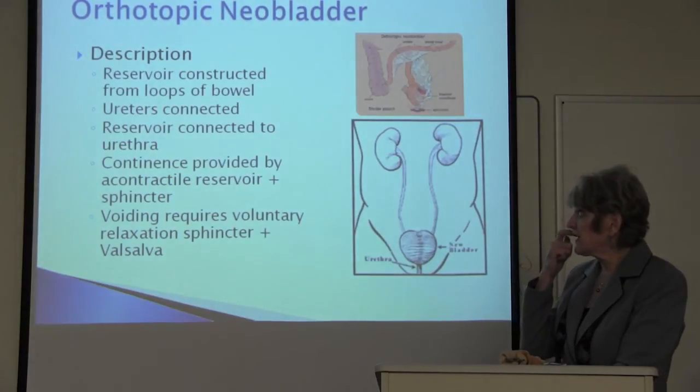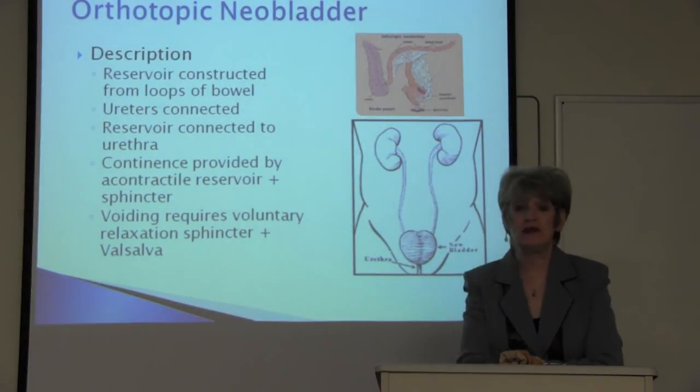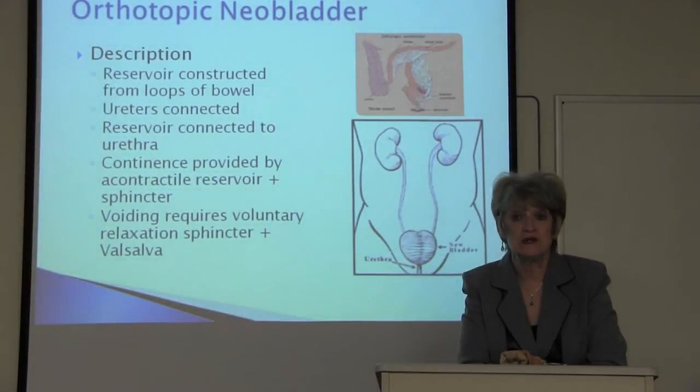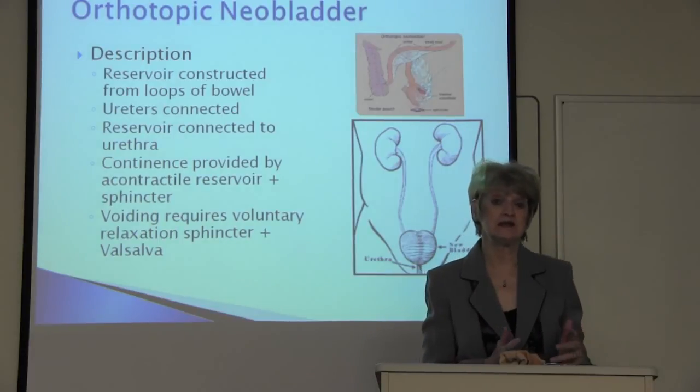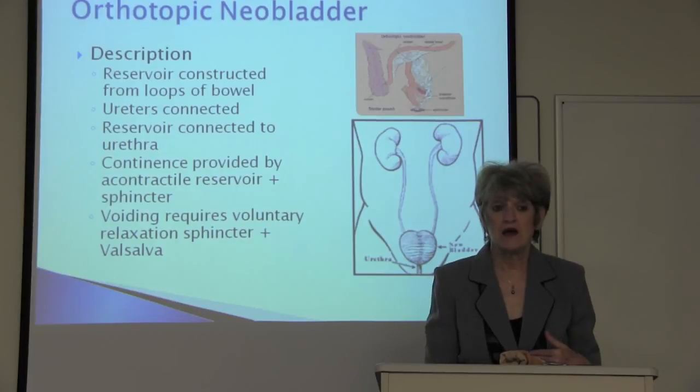Okay, we're not going to spend a lot of time on orthotopic neobladder. This is the newest option for patients who require cystectomy. It is to actually create a pelvic reservoir and anastomose it to the patient's own urethra. The reason we're going to spend limited time on this is that at this point in time, there are not that many centers that are doing orthotopic neobladders. And even in the centers that do orthotopic neobladders, WOC nurses may or may not be involved.